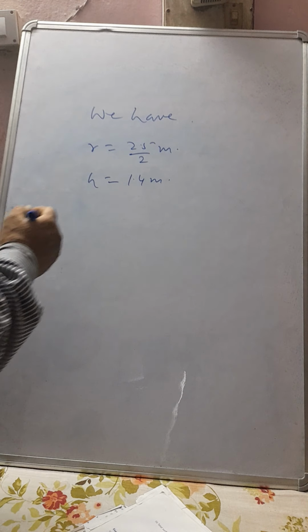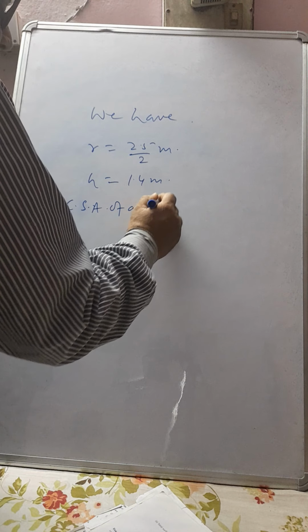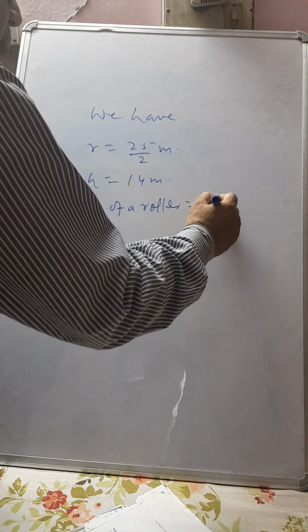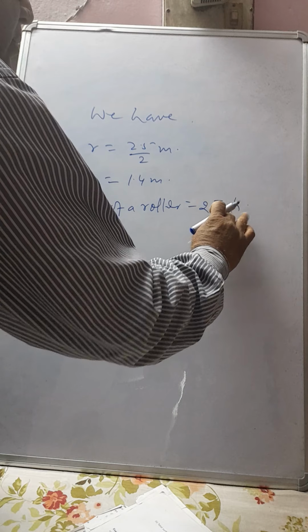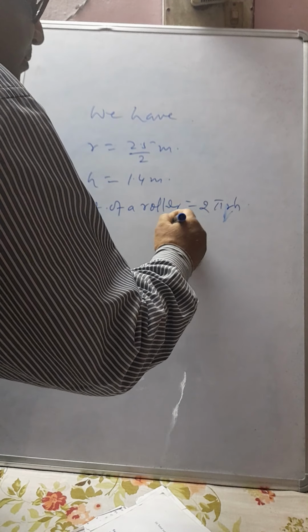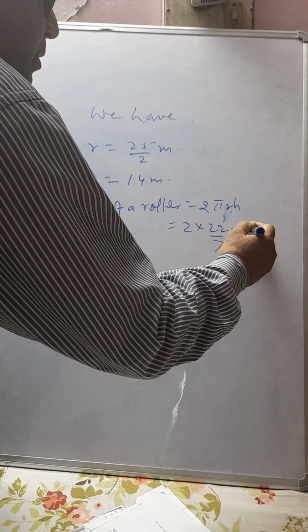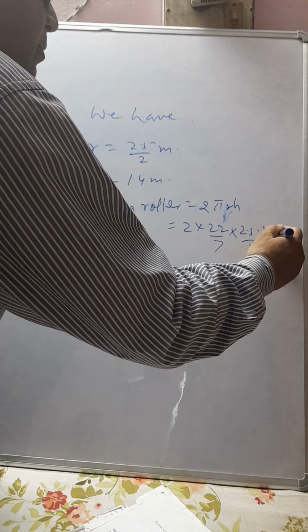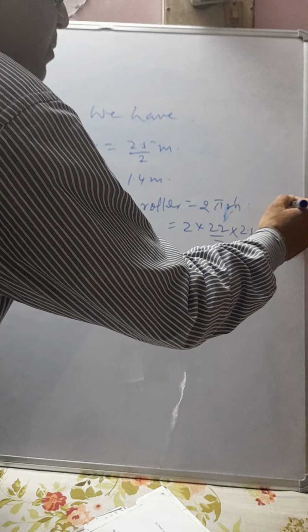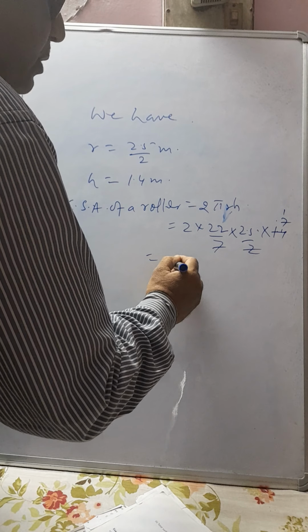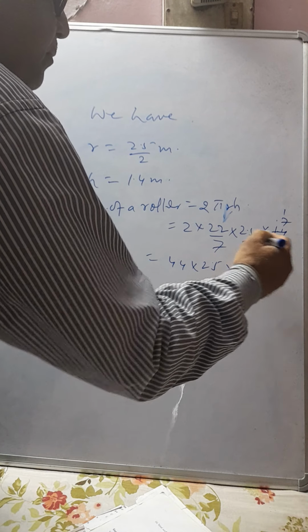Hence, CSA, curved surface area of a roller, is equal to 2 pi rh. This must be equal to 2 into 22 by 7 into radius 2.5 by 2 into height 1.4. This one is 0.7. 7 is cancelled by 0.1. This must be equal to 44 into 2.5 into 0.1.